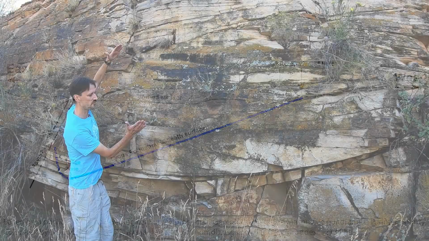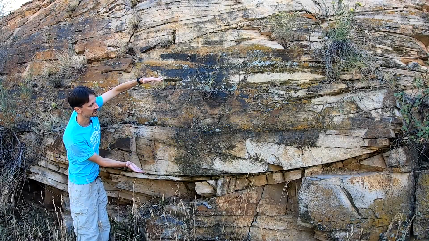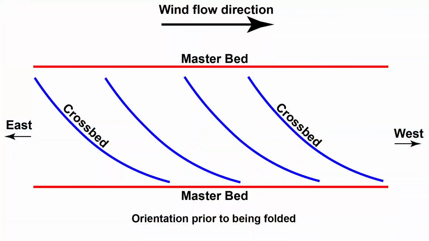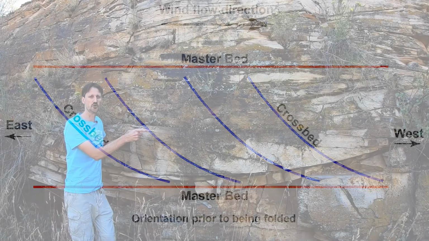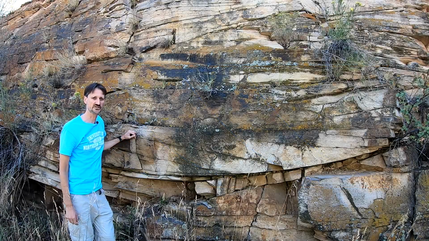And if we then rotate them back this way, we see that these beds, based on the cross beds, would be tilted down this way, indicating wind flow direction to the west.